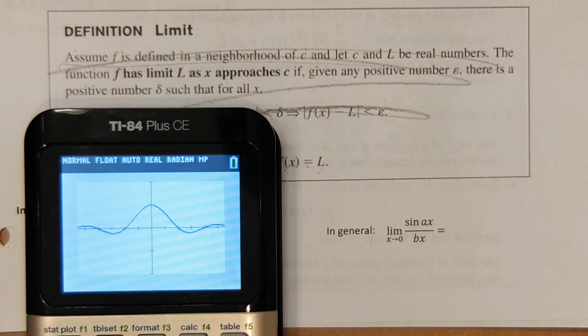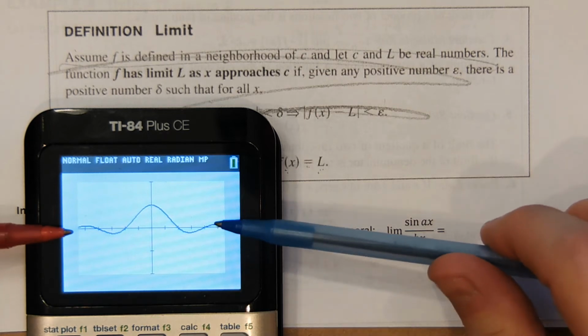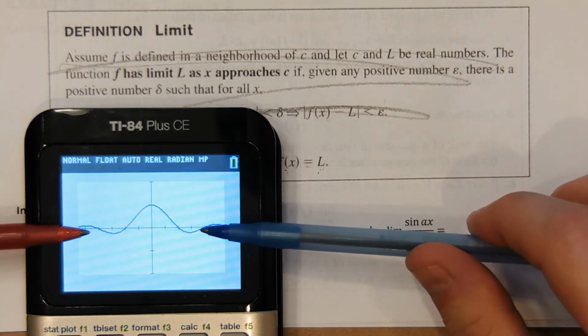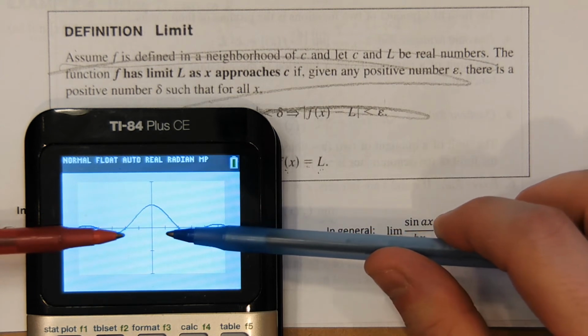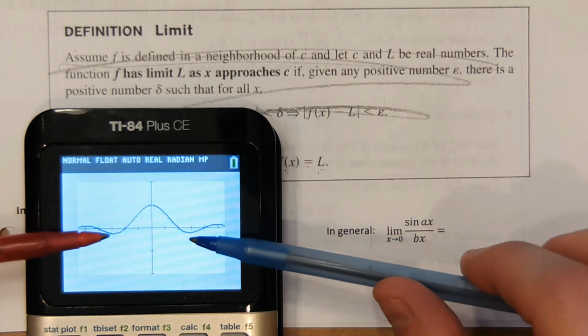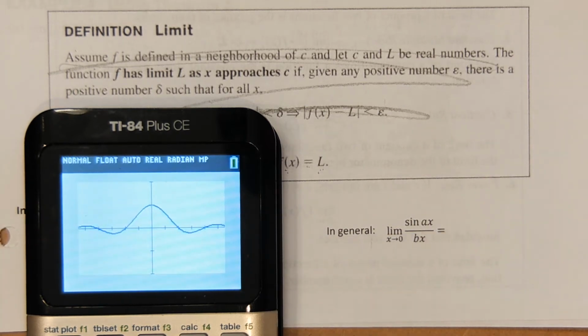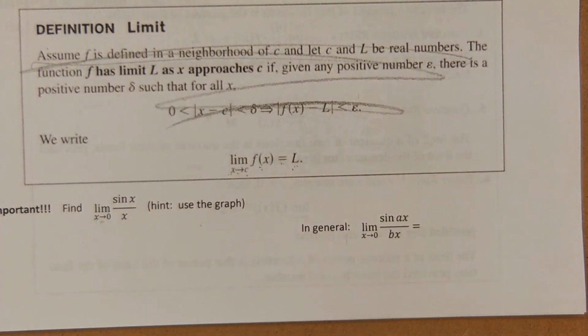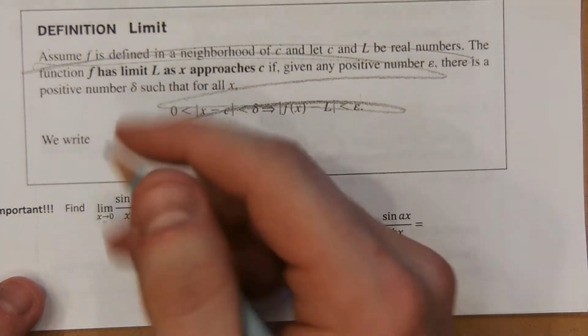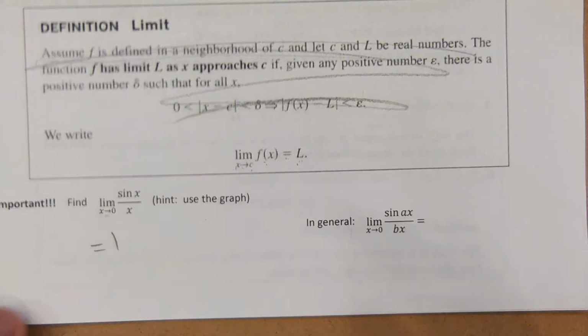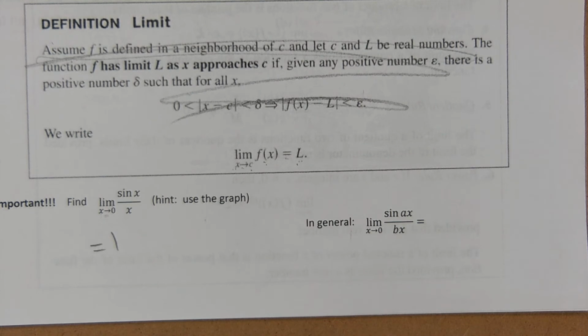So basically, as our x values get closer and closer to 0, and I'm talking about from both sides, as x gets closer and closer to 0, the y values are getting closer and closer to 1. That means the limit as x approaches 0 of sine x over x equals 1. This is a really important fact. You're going to need to know it.